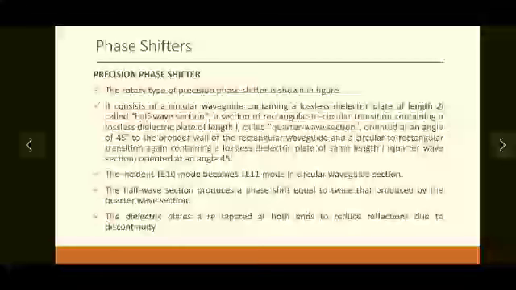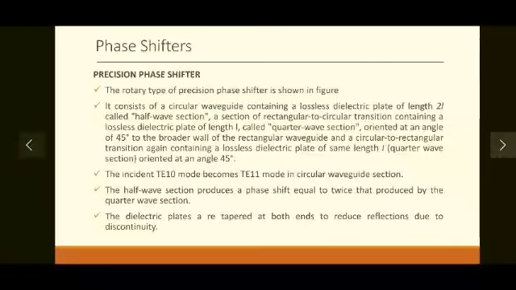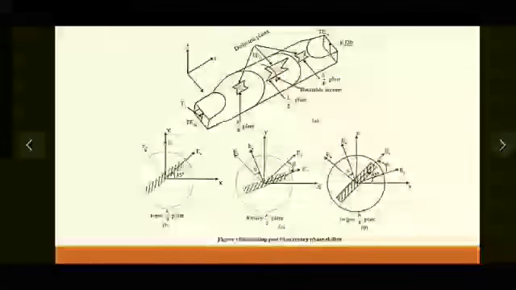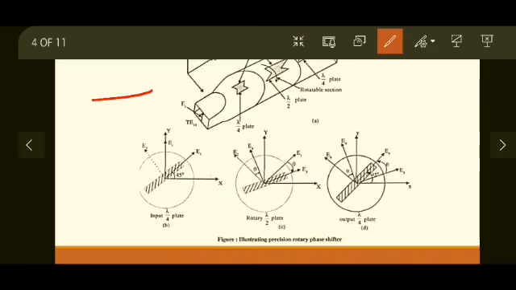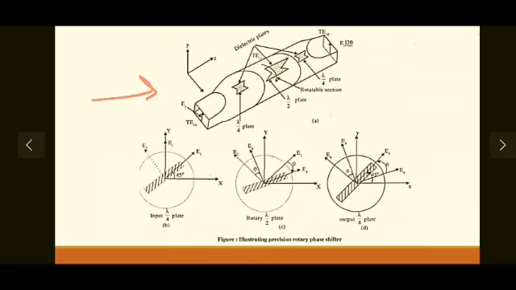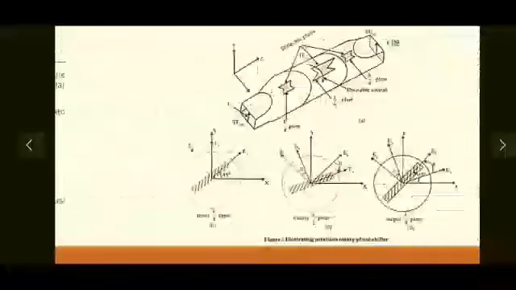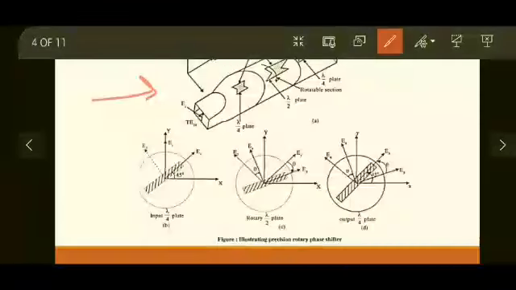The precision phase shifter is a rotary type of phase shifter as shown in the figure. So what does it contain? Let's see. This diagram is a rotary phase shifter. As you can see, there are three waveguides used over here. This is the first one, the input waveguide.